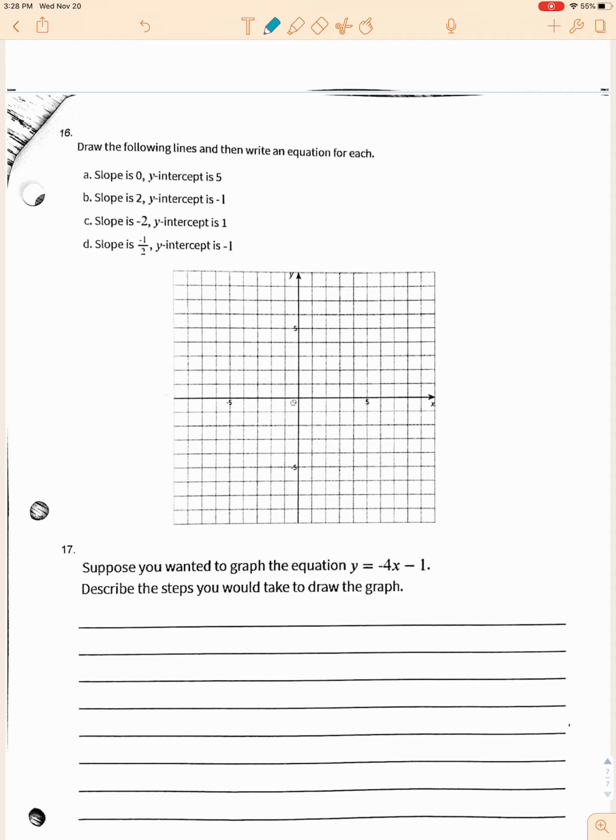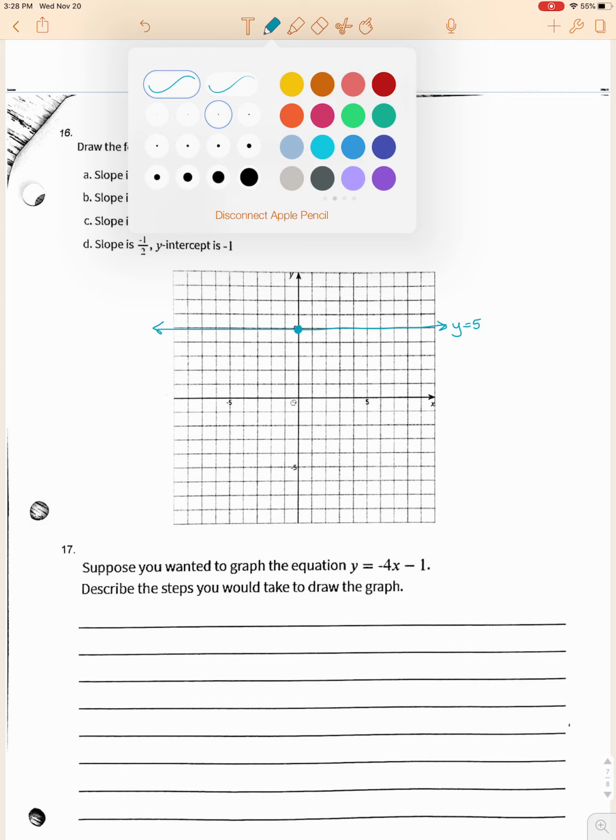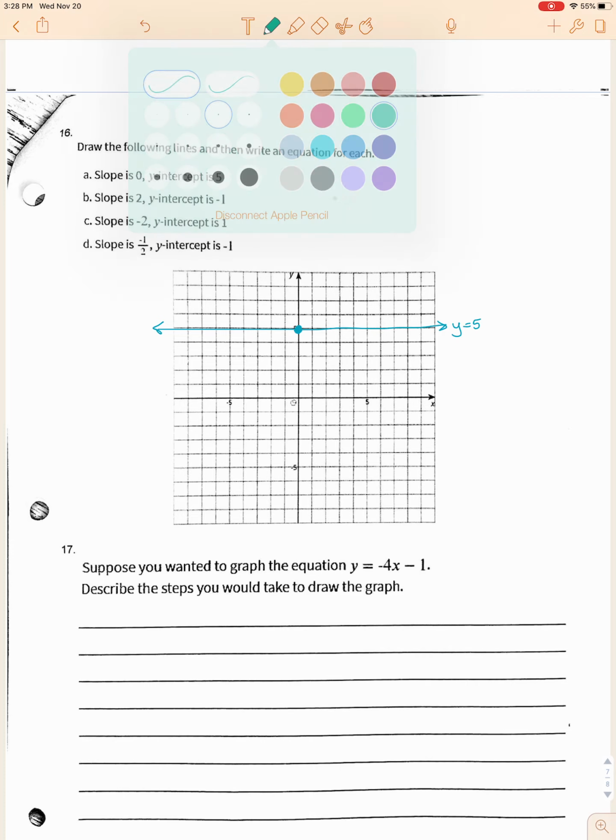So A, y-intercept is 5. My slope is 0. That means I go up nothing. So I have a horizontal line at 5 on the y-axis. So this would be y equals 5. I'm going to change my color to make this a little easier to see.